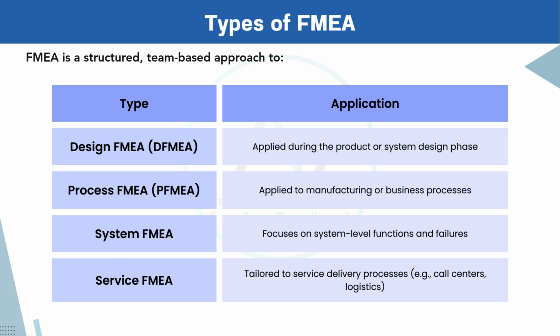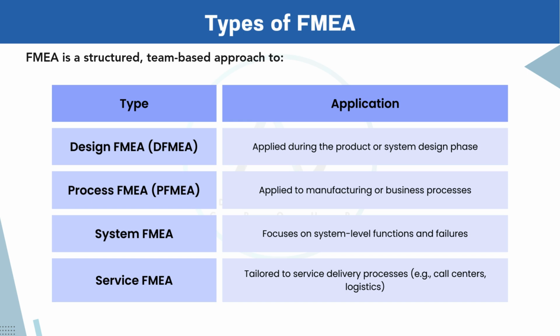1. Design FMEA, DFMEA. This is used during the design phase of a product or system. Its purpose is to identify potential failures in product design before the product is built. For example, if you're designing a car's braking system, DFMEA will help assess what could go wrong in that design, like material strength, component tolerances, or operating conditions.